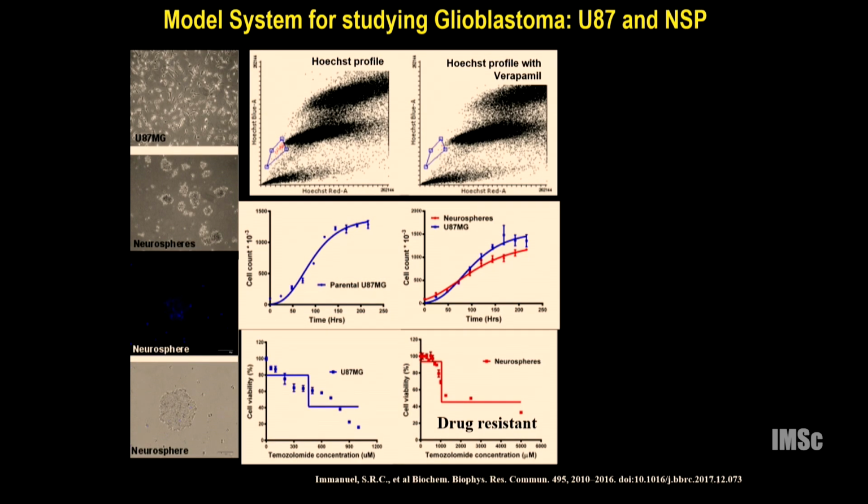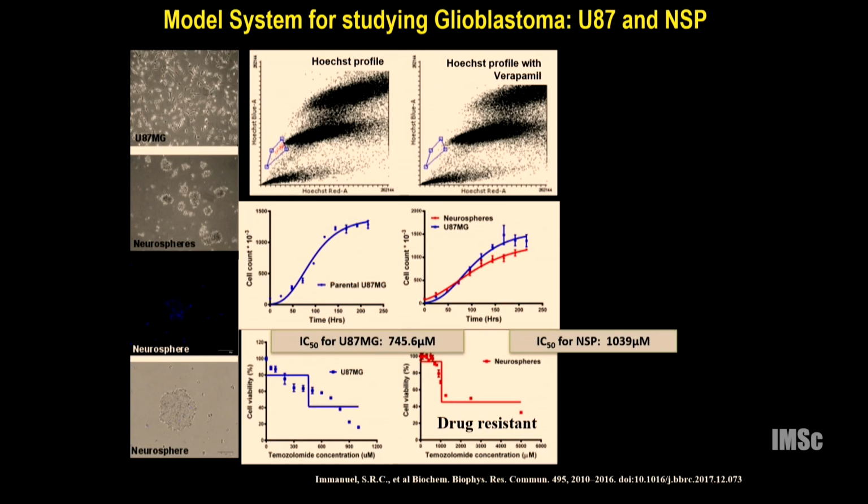Then the next question we asked was, are these floating cells responsible for drug resistance? Are they responsible for metastasis? We were not able to check the metastasis hypothesis, but we were able to test the drug resistance or drug tolerance hypothesis. We see that the IC50 value, the half lethal concentration for temozolomide, for the neurosphere cell line was almost 40% higher, about 1,000 micromolar, as compared to that for U87Mg, which is about 745 micromolar.